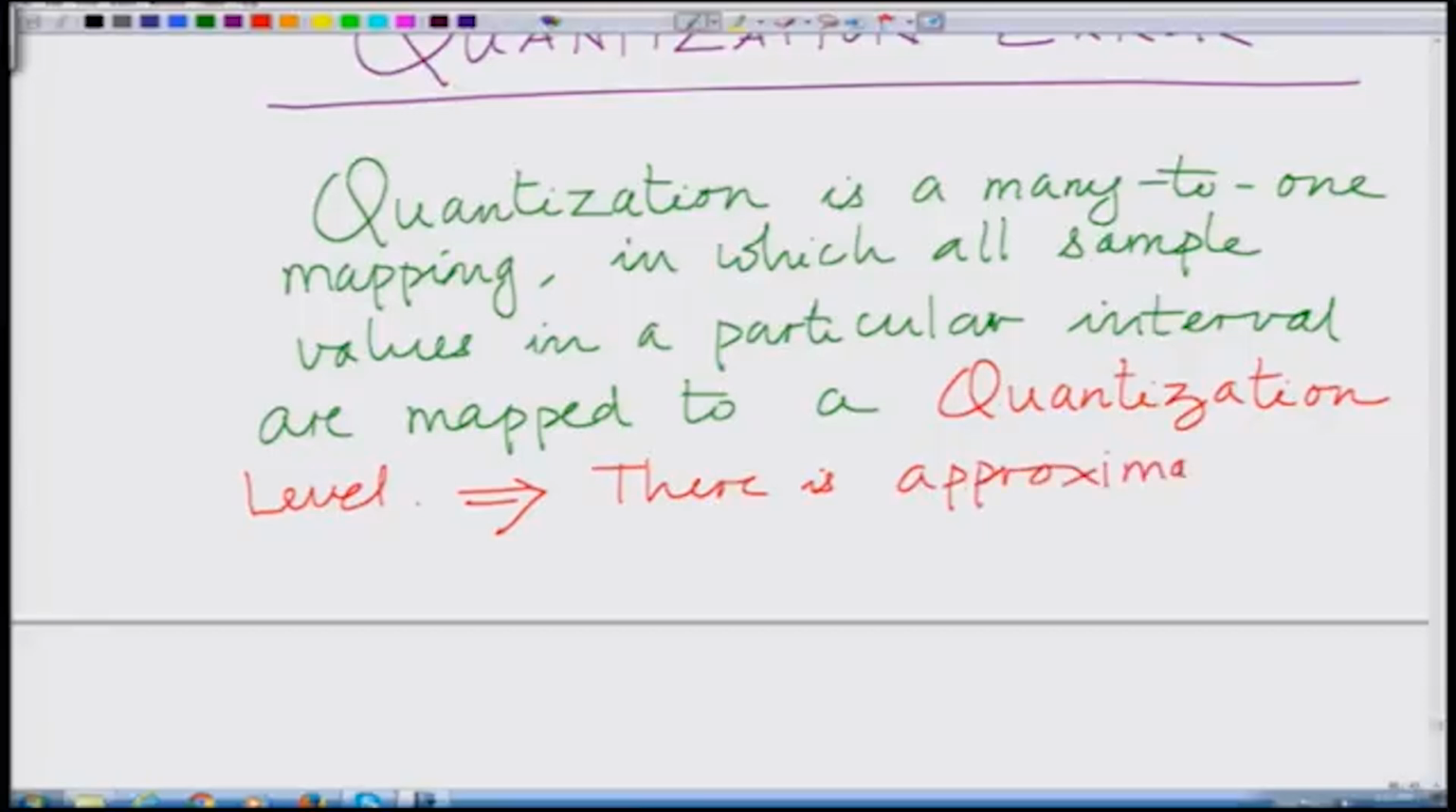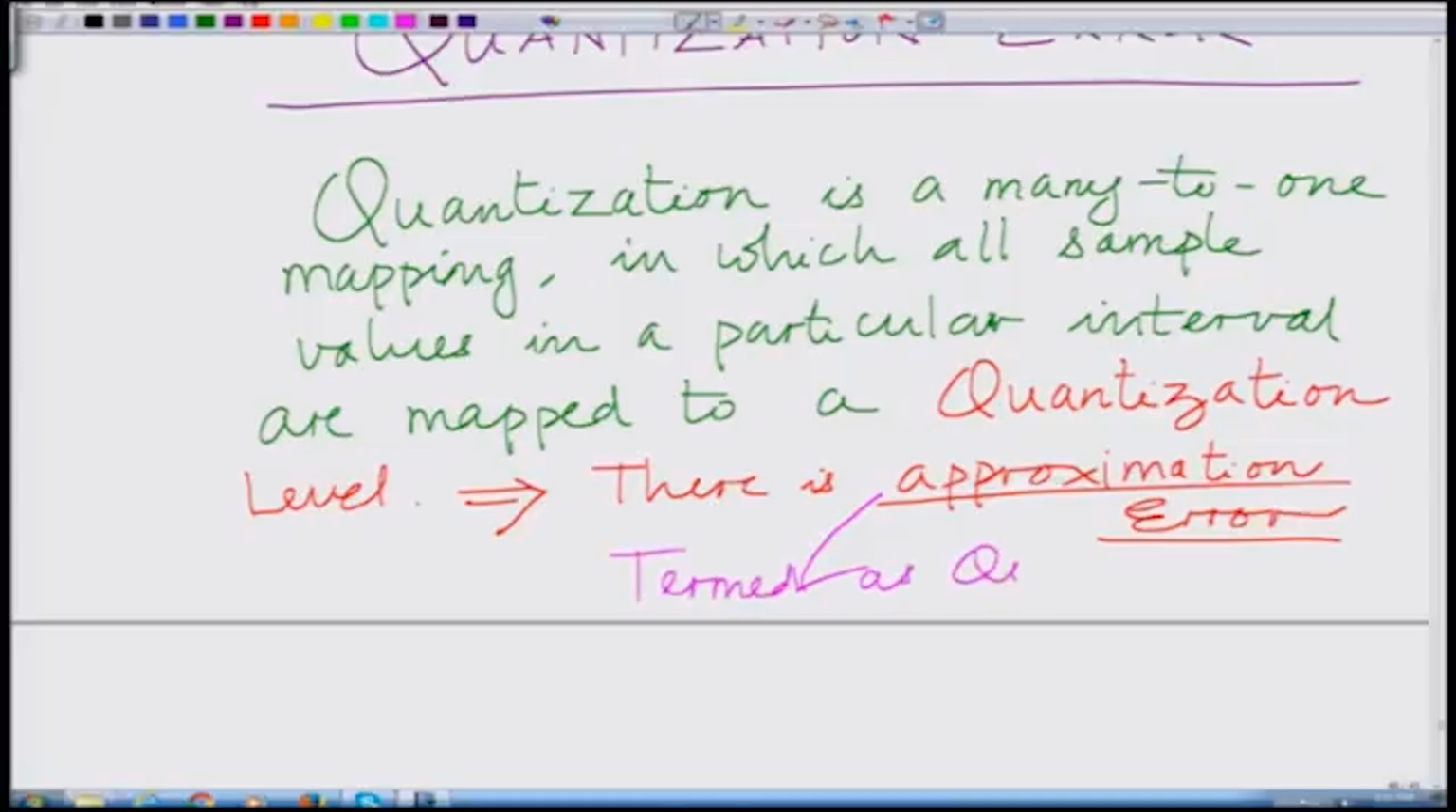Quantization is nothing but approximation, correct. There is an approximation error in this approximation, which is termed as quantization error, all right, because we are mapping a large number of samples, approximating them by a single quantized value, that leads to an error, that is termed as quantization error.